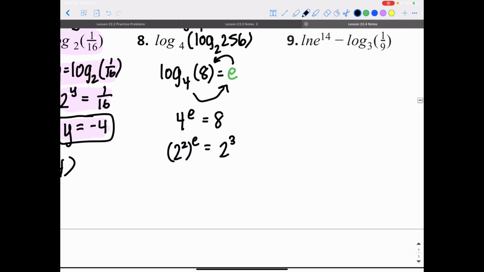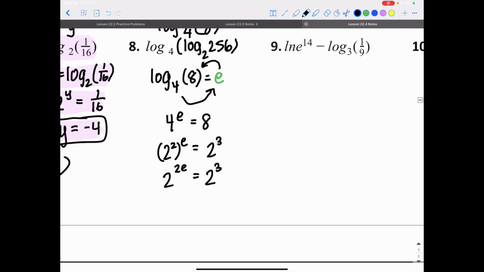I'm going to simplify the left-hand side. If I have a power to a power, I'm multiplying those to simplify. So it's 2 to the 2e is equal to 2 to the 3. 2e has to be equal to 3, so if I divide both sides by 2, e has to be 3 over 2.